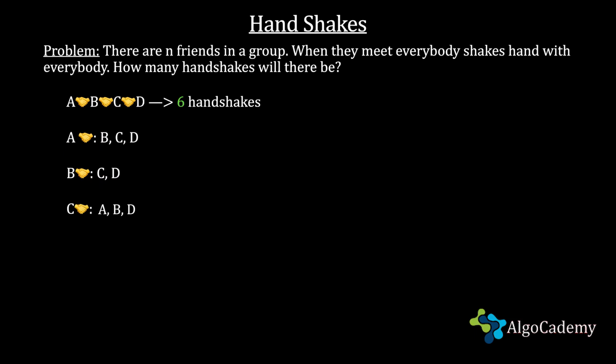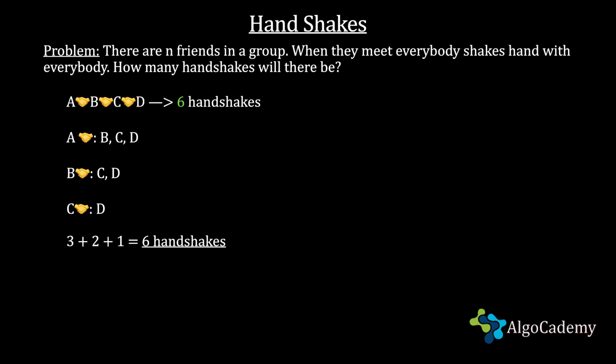Then, if we think about C, he should shake hands with all the other 3 friends, A, B, and D, but because he already shook hands with A at step 1 and with B at step 2, he's not going to do that a second time, so he only shakes hands with D. And finally, D should shake hands with A, B, and C, but he already did that. So the answer is 3 plus 2 plus 1, which is a total of 6 handshakes.